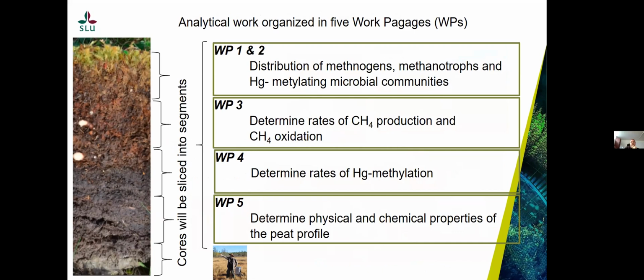We have work packages 1 and 2, where we want to identify the distribution of methanogens, methanotrophs, and mercury methylating microbial communities in these peat profiles. Work package 3, where we determine the rates of methane production and methane oxidation. Work package 4, where we do the same, but for mercury methylation. And then in work package 5, we determine physical and chemical properties of the peat profile.